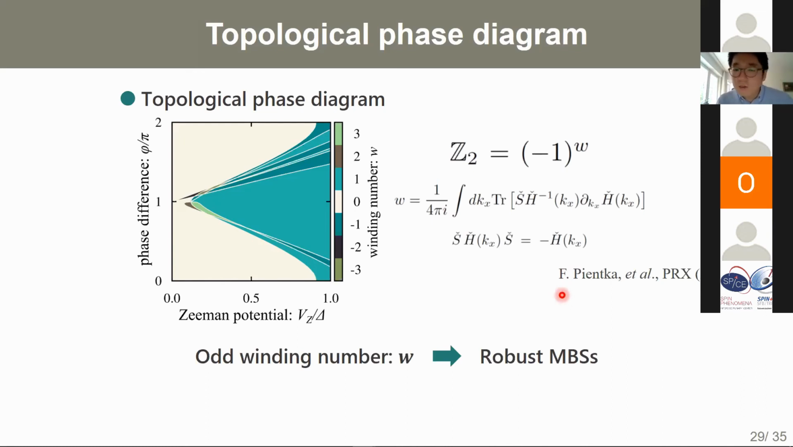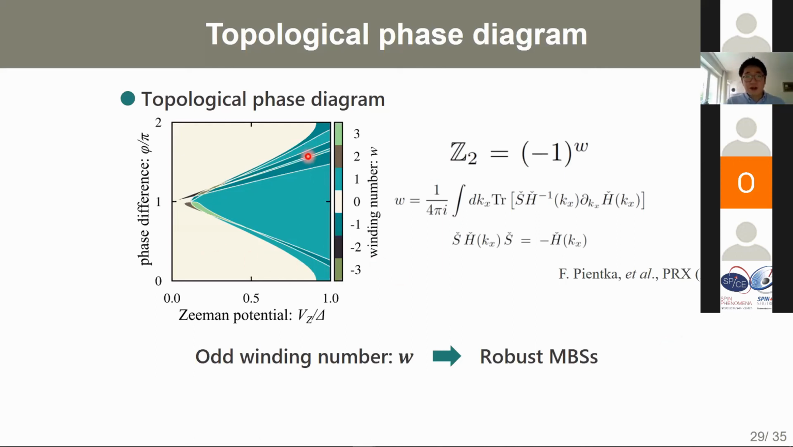The planar topological Josephson junction can be characterized by this kind of Z2 topological invariant. Here we find the winding number defined like this. When the winding number becomes an odd integer, then this invariant becomes non-trivial. As a consequence, with the odd winding number, we can find robust Majorana bound states at the end of the junction region of the planar topological Josephson junction.